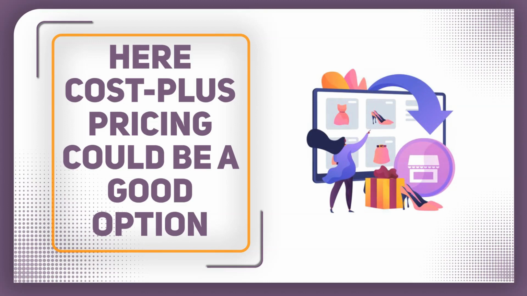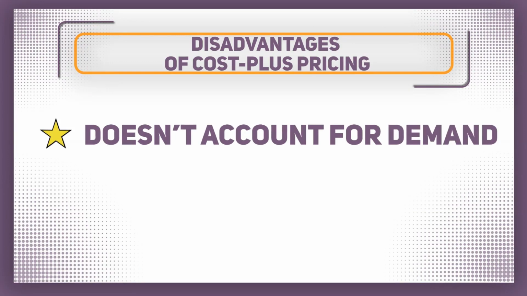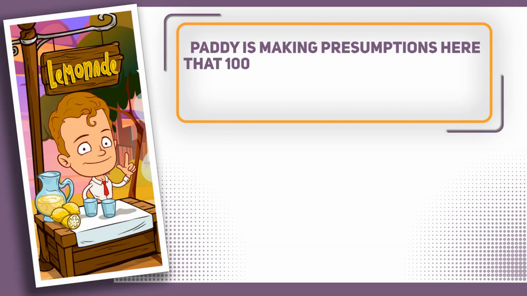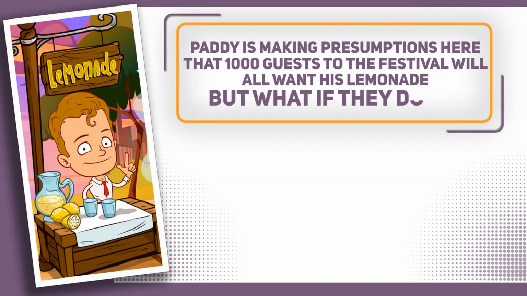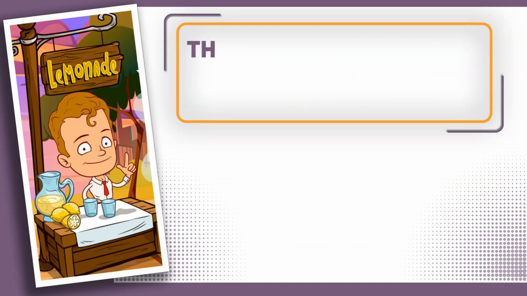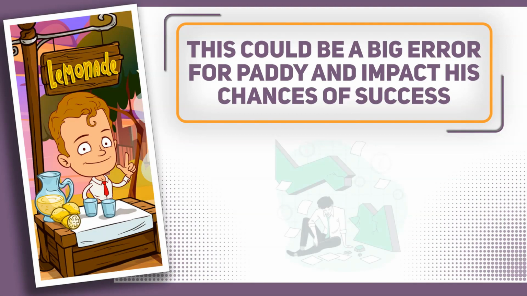However, as with all of the different pricing strategies that we will explore, there are a number of important disadvantages to consider. The first big problem with cost plus pricing is that it does not take into account the demand for a product. Paddy is making presumptions here that 1,000 guests to the festival will all want his lemonade. But what if they don't? What if people want milkshakes or a refreshing Coke? Paddy is not taking this into account. This could be a big error for Paddy and impact his chances of success.